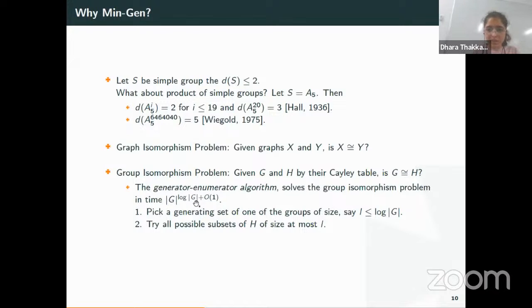Now, this trivial algorithm is similar to the trivial algorithm for the minimum generating set problem. So our initial goal was to find some relation: can we study the minimum generating set problem and find some reduction, or some relation, or some efficient algorithm for certain special classes of the group isomorphism problem? That is why we consider this minimum generating set problem.